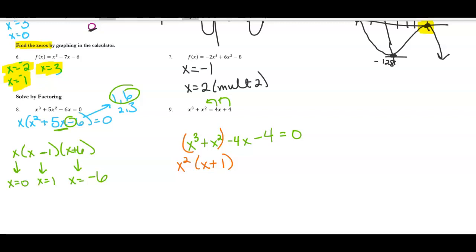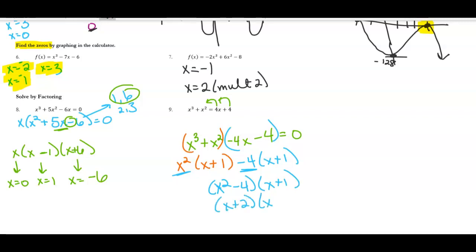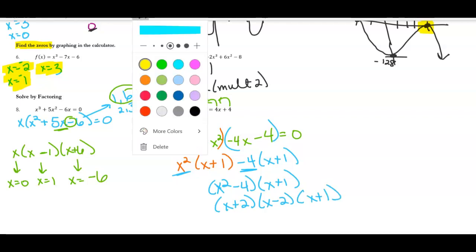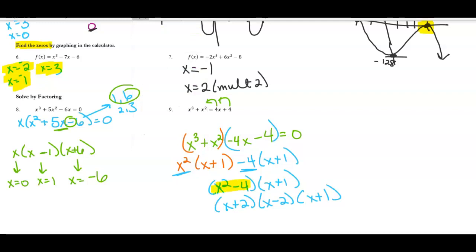And then for this next one, I group, and I could take out a negative 4, and I get x plus 1. And so I get that x squared minus 4 again. If you remember when we did factoring, I said you were going to get that a lot, and we're going to get difference of squares a lot. So it becomes x plus 2, x minus 2, and x plus 1. And again, the x plus 2 and the x minus 2 came from this right here. Okay, so now we just got to write our answers. Negative 2, ooh, that's ugly. Negative 2, positive 2, negative 1. And that's it.